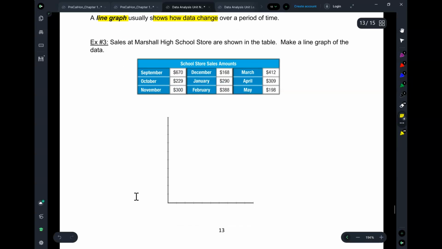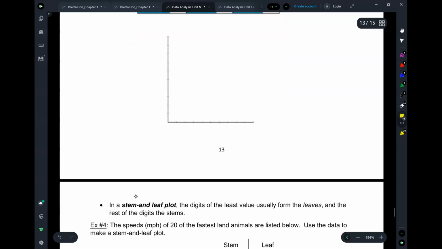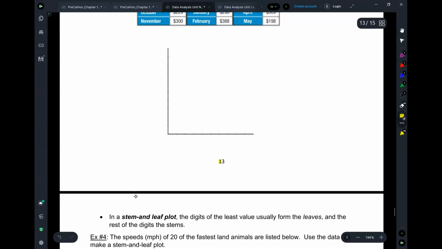Okay, so we have to look at how the data is organized. It looks like it's going by months, September, October, November, all the way to May. So on this axis here, we're going to put in the months. Okay, and this first one here is going to be September, October. Let me write that neater. Okay, presentation, it's all about presentation, right? You have to make these nice and neat.